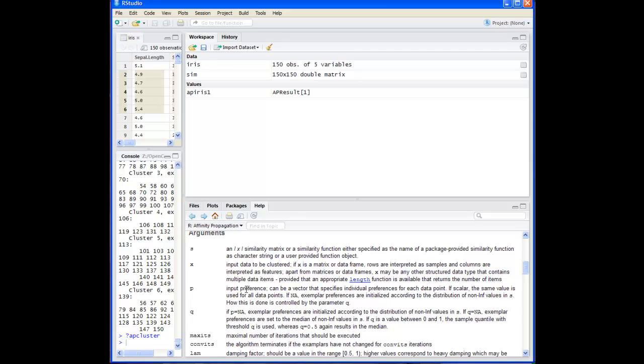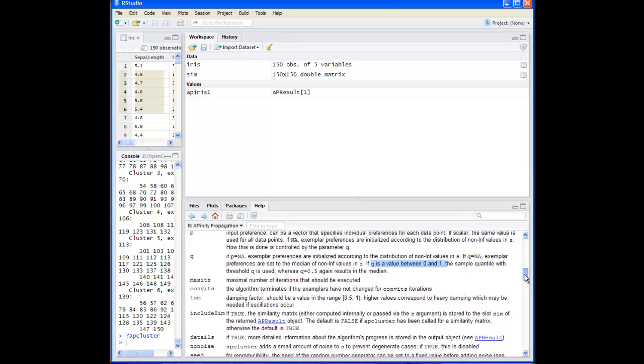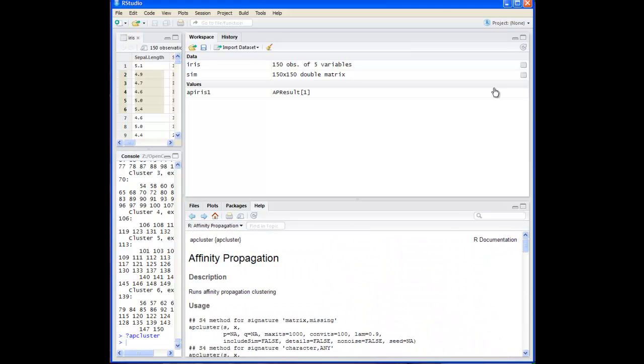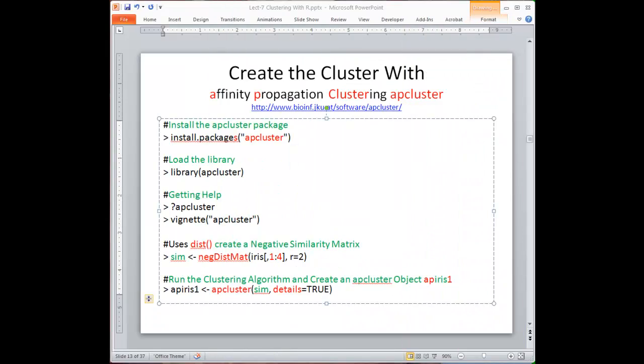Input preference, which is usually the quartile. If I'm going to use the mean as the exemplar, the median, the first quartile, second quartile, I think this is the quartile. This one allows me to choose which quartile I want to use. The 50th quartile is the median, the 25th quartile, etc. There are other knobs here that I can control. However, there's no knob that says the number of clusters.